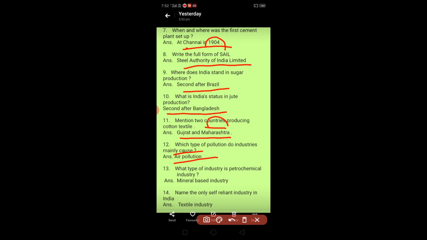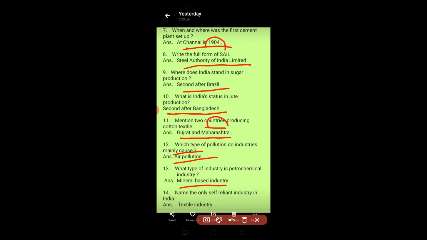Question number 13. What type of industry is the petrochemicals industry? Mineral-based industry, that is, the petrochemical industry is included in the mineral industry.